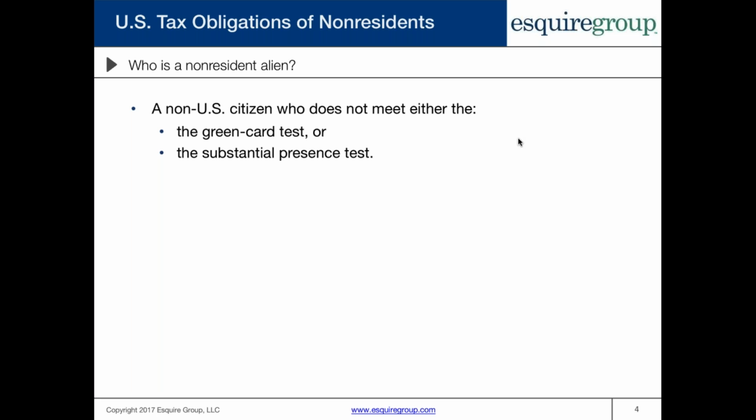The green card test is basically a non-U.S. citizen that has a United States green card. If you are a non-United States citizen that has a green card, then you would be considered a resident alien and not a non-resident alien. The other test is the substantial presence test, which is essentially where a non-resident alien can become a resident alien simply by spending too much time in the United States.